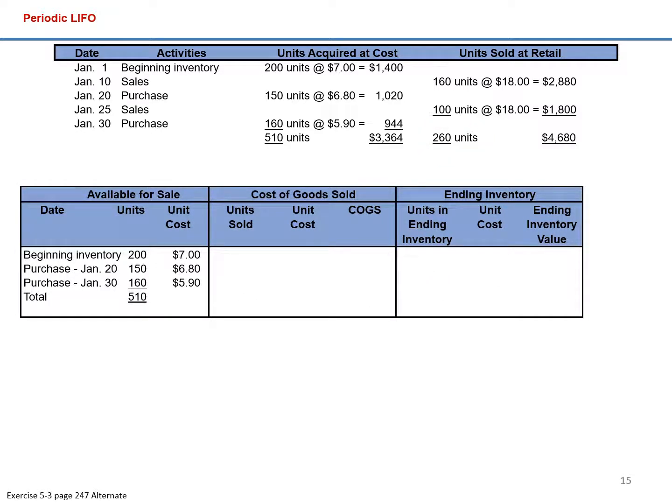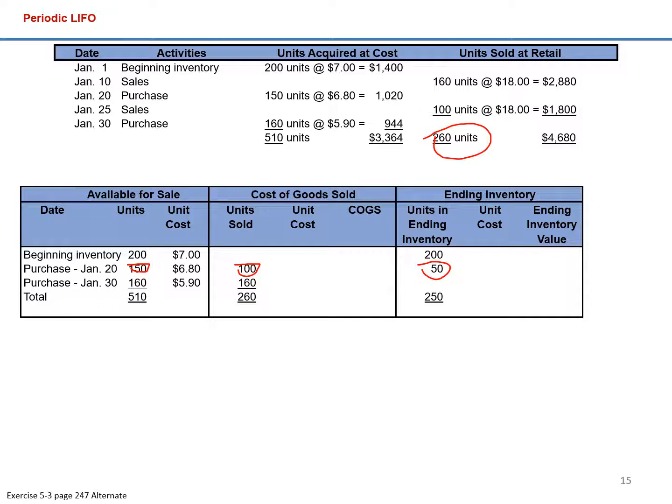Then under LIFO, we're going to sell our latest cost first. Well, we know that we had to sell 260 units because that's how many are here in this units sold column. So if we're doing LIFO, we're going to sell all 160 of our January 30th purchase, and then we need another 100 to get to 260. So we're going to sell 100 of our 150 from January 20th. That means we have 50 units left from our January 20th purchase, because 100 plus 50 is 150 total, right?